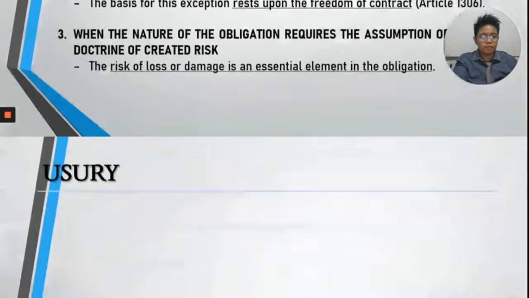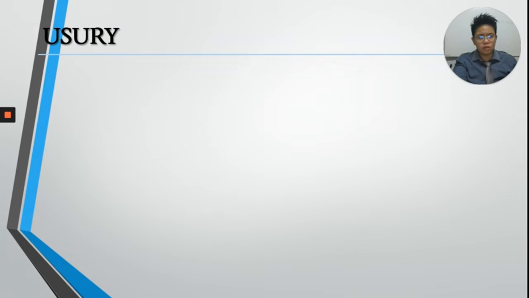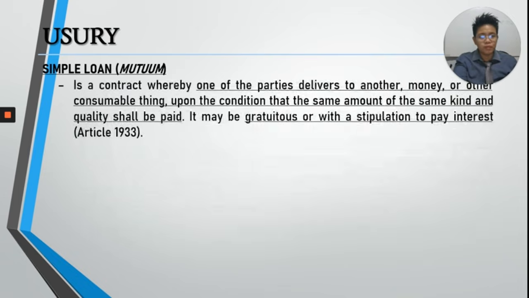Please take note also of usury. So anyway, before we go to the term usury, we have to first define kung ano yung simple loan or mutuum. So sa simple loan or mutuum, one party undertakes to deliver to another money or other consumable thing with the condition that the same amount of money or the same kind and quality of object shall be paid. It may be gratuitous or with a stipulation to pay interest.